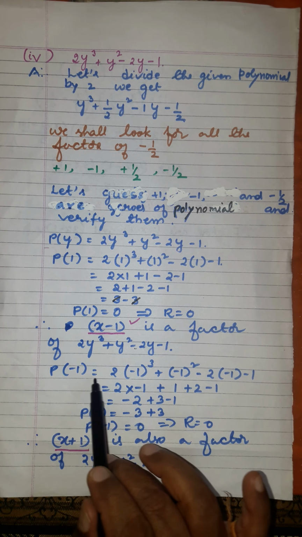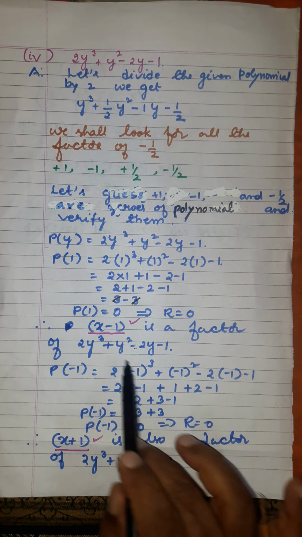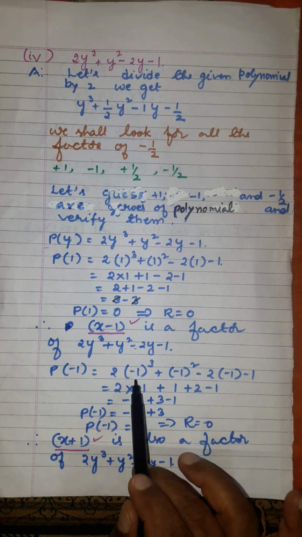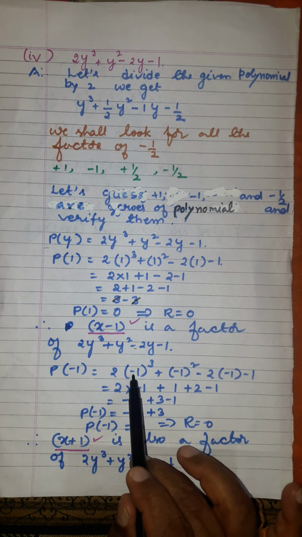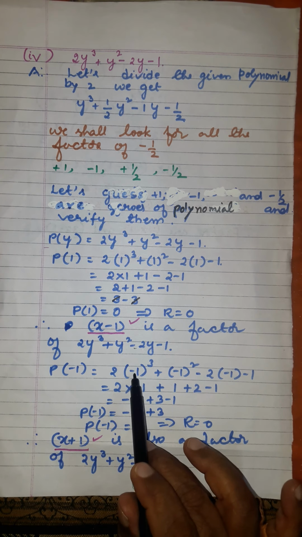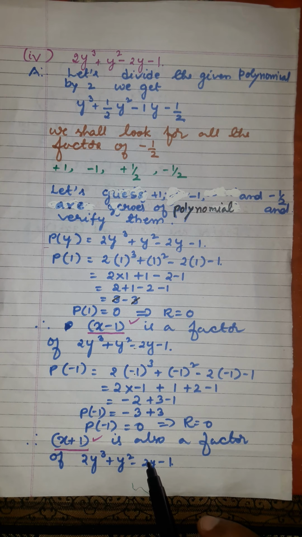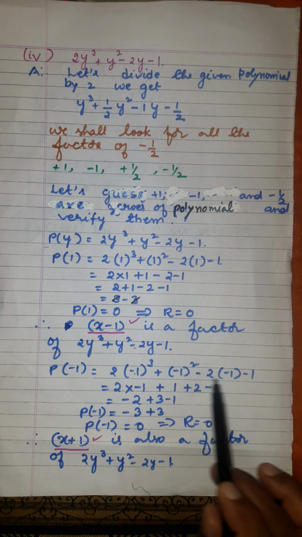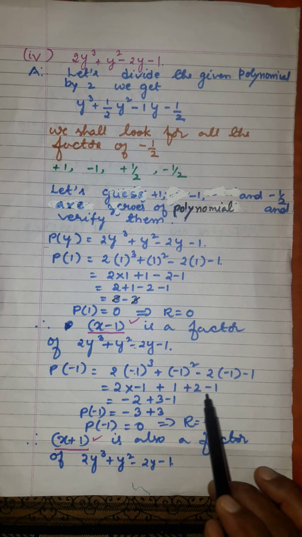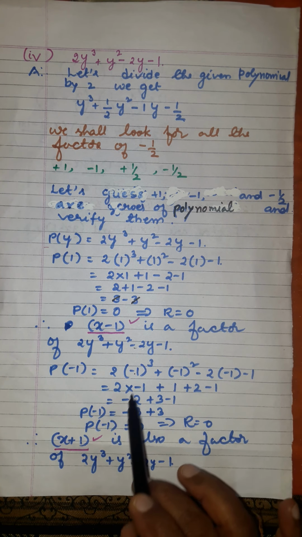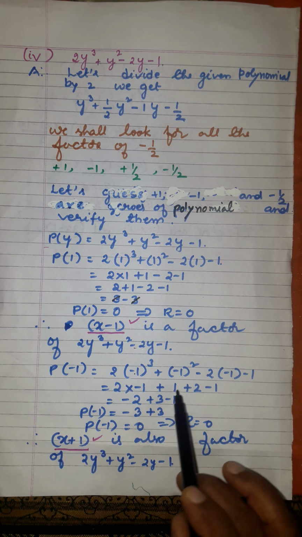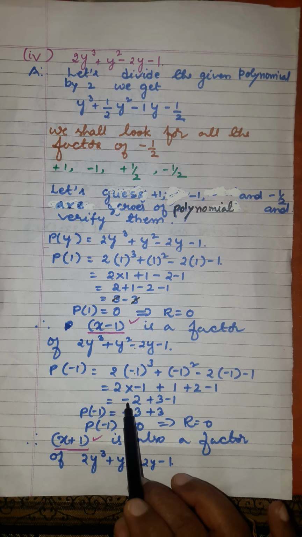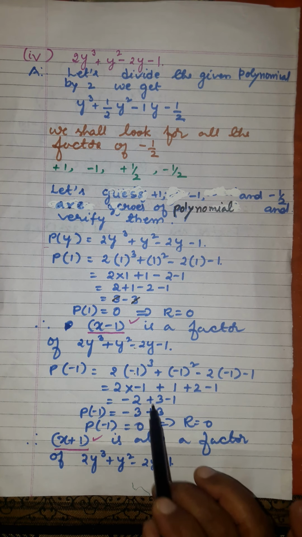Now, let us substitute in this equation, in the place of y, minus 1. So my p of minus 1 is equal to 2 into minus 1 whole cube plus minus 1 whole square minus 2 into minus 1 minus 1. 2 into minus 1 whole cube means minus 2, plus 1, plus 1 into minus 1 minus 1. Then minus into minus plus, 2 into 1 is 2. Then minus 1. Here 2 plus 1 is 3. Then minus 1. So minus 2, minus 1, minus 3, then plus 3.